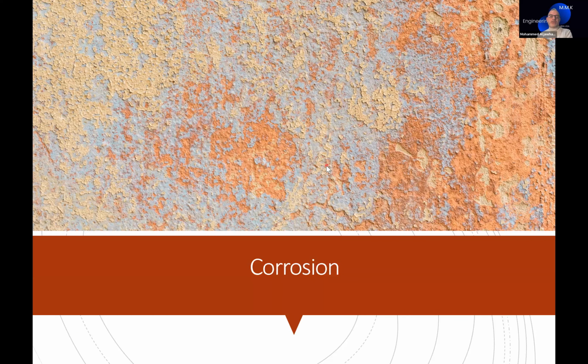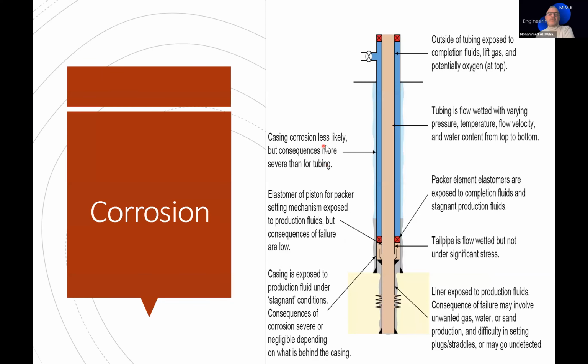The final one, corrosion. So we have corrosion issues everywhere. If we take the wellbore as an example, any part of the well completion is exposed to corrosion when we have a water breakthrough, and we have corrosion from very fast flow speed, and we have erosion, and then we have corrosion.